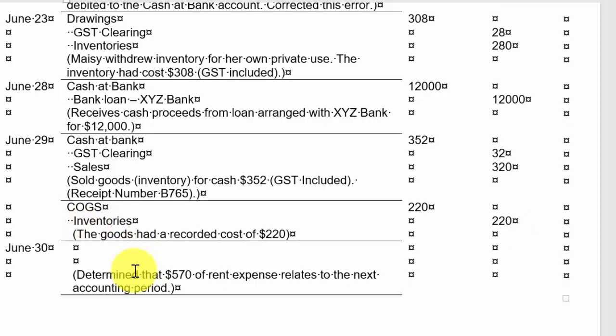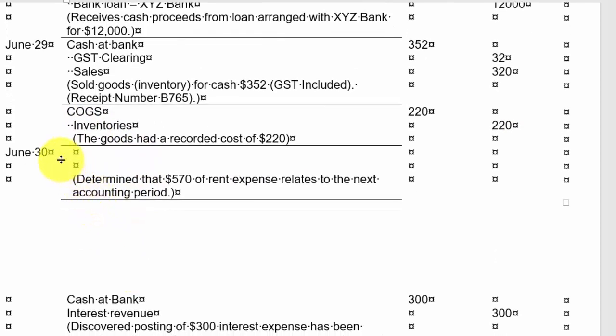quite easy. Here we have to do a balance date adjustment on June the 30th. It's rent expense, it relates to the next accounting period. So it is a prepaid expense. So we debit prepaid expense, $570, and we're going to credit rent expense, $570. Okay, there you have your general journal entries.